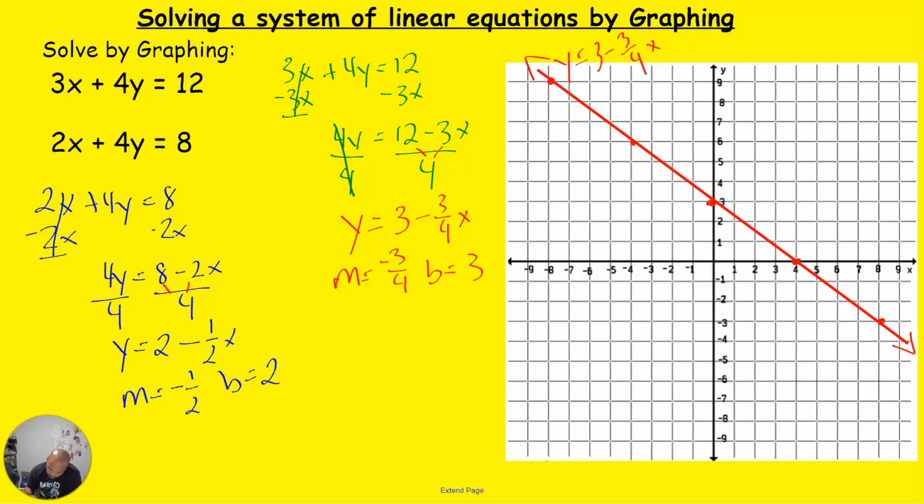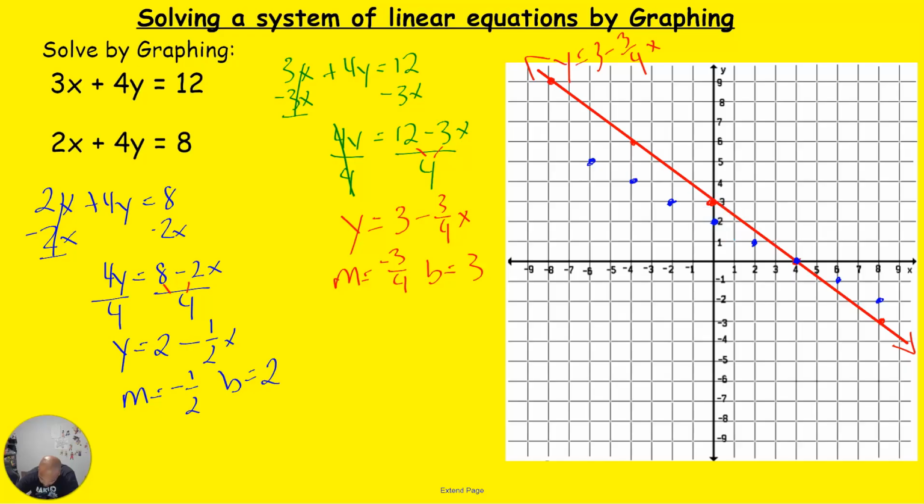We're going to plot our first point, which is our y-intercept, which is 2. Then we're going to apply our slope, which is down 1 over 2, down 1 over 2, down 1 over 2. I'm going to continue this backwards because I like a good visual. Up 1 over 2, going backwards, up 1 over 2. And we could already see that they intersected.